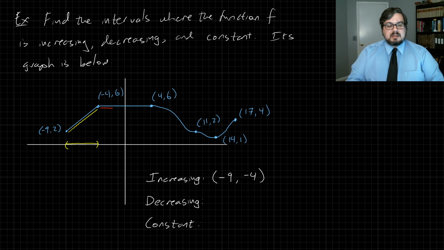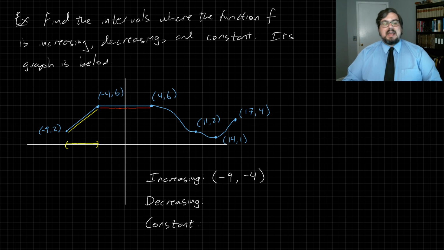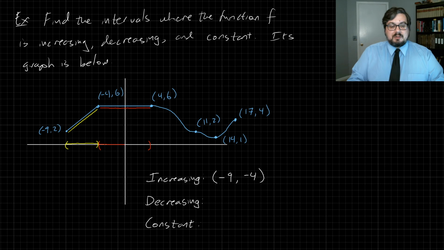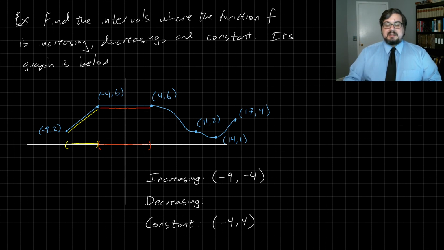Next, we've got a section of the graph which isn't changing. It's not going up and it's not going down. This is an example of an interval on which the function is constant. The function's not increasing, the function's not decreasing, it's just staying at the same level. No matter what value of x you pick from the red interval, the output of that function, the y value associated to it, will always be 6. And so this is a section of the graph where the function is constant. So the function is constant on the interval from -4 to 4.